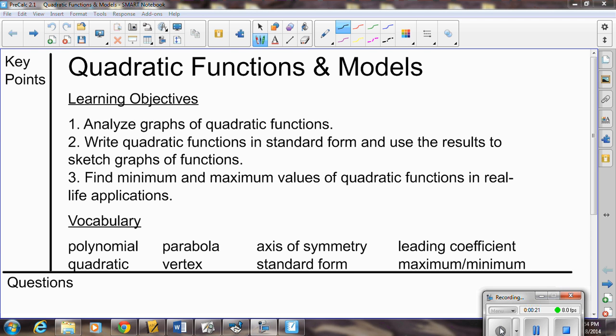But we are going to analyze the graphs of quadratic functions. We will write quadratic functions in standard form, and then use the standard form to sketch the graph of a quadratic function. And we will also find the minimum and maximum values of quadratic functions in applied problems, that is the real-life application. You can see at the bottom of the screen that we have several pieces of vocabulary, and we will define some of them in the video with writing, but not all of them will be written down. Some of them will be presented only verbally.